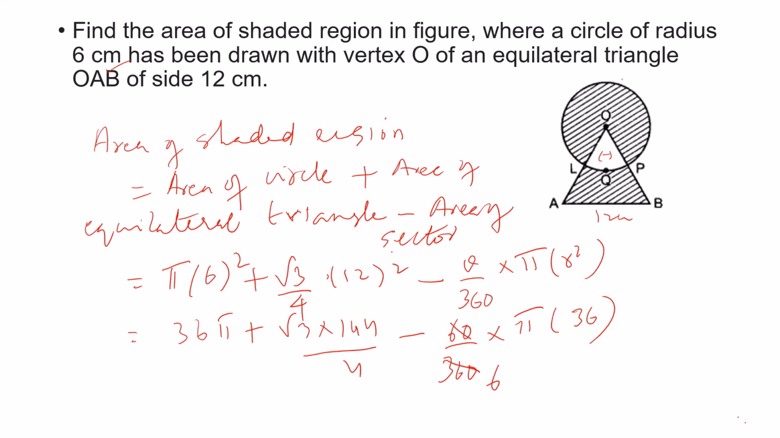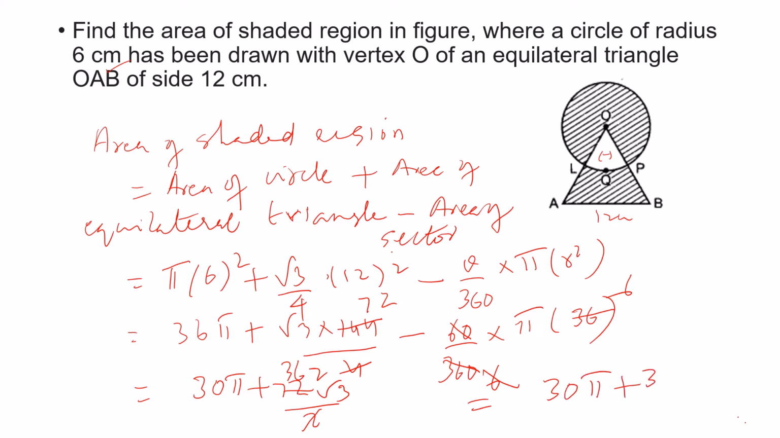6, then this will go 6 pi, so 36 pi minus 6 pi, so we will get 30 pi, and here also we can do simplification, 72 and 2, so 72 root 3 by 2, again you can do 36. So finally we will get the answer as 30 pi plus 36 root 3 centimeter square. So this is the area of the shaded portion.